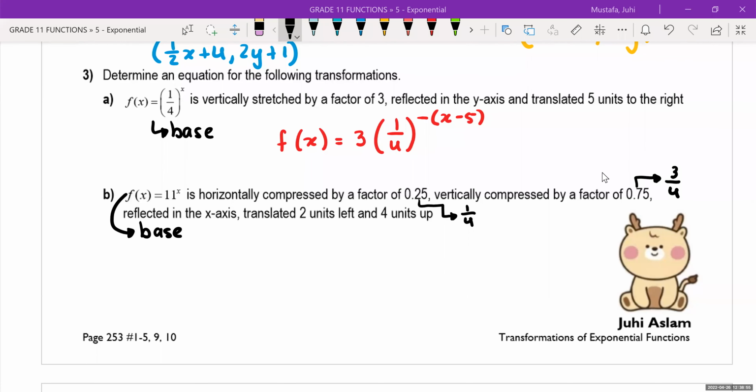Okay, so we begin with f of x is equal to, and at some place, I'm going to have my base of 11, and then it's going to be to the power of x. Now we're going to add on to this. So what did you guys put in front of the base 11?